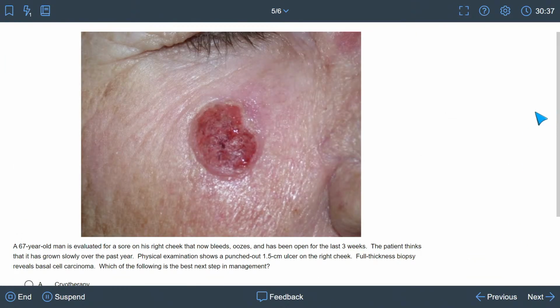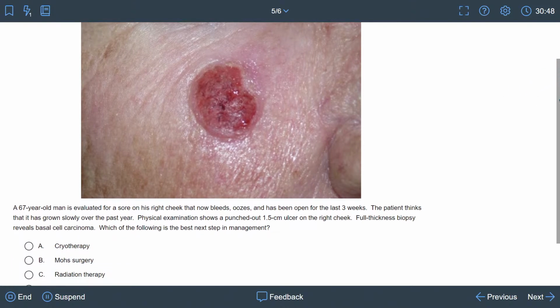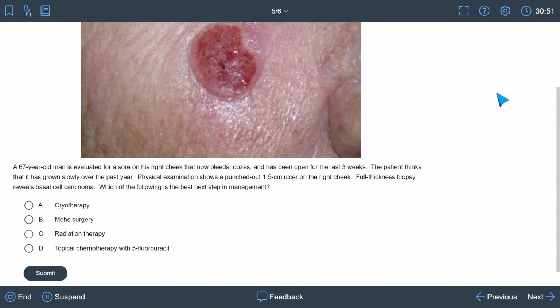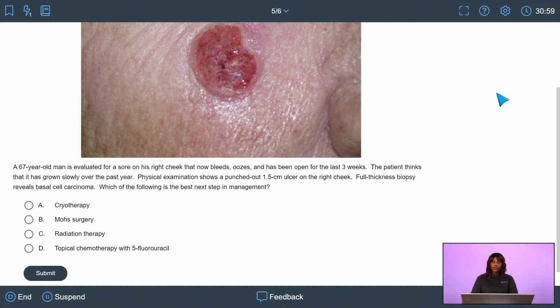This is going to be our image. You guys take a look at that for a second and we'll go down to the stem. Okay, a 67-year-old man is evaluated for a sore on his right cheek that now bleeds, oozes, and has been open for the last 3 weeks. The patient thinks that it has grown slowly over the past year. Physical examination shows a punched out 1.5 centimeter ulcer on the right cheek. Full thickness biopsy reveals basal cell carcinoma. Which of the following is the best next step in management?